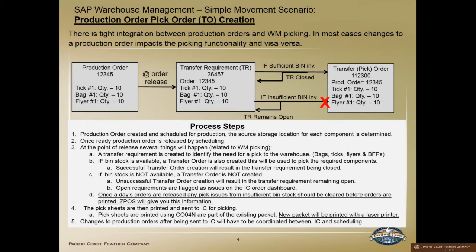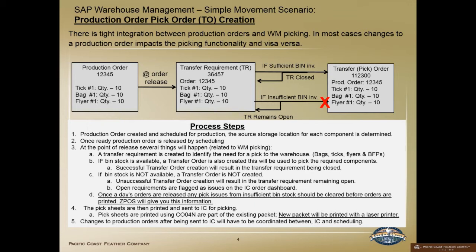One of the changes you'll have to recognize when we get to the point of generating production orders and releasing them for production is that we should have an added check before we go ahead and print those orders. Once a day's orders are released, any pick issues from insufficient stock should be cleared before we print the orders. Now, could you print the orders that are successful and then wait for the others? You could. But if you wanted to print them in mass and all collectively together, you should check the status. The way we do that is a ZPOS transaction. Once we get everything cleared up, the pick sheets then can be printed.